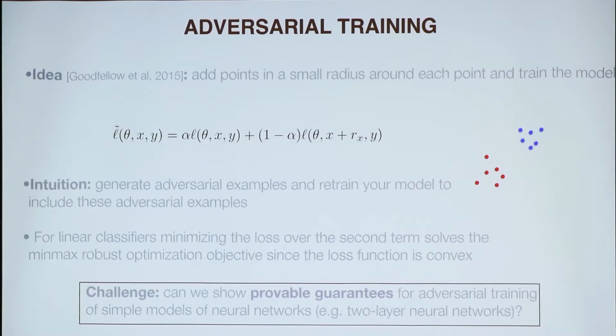So more specifically, the loss function that Goodfellow et al. use is a convex combination of the original loss function, where you don't have adversarial noise introduced, and a loss function where you're introducing the adversarial noise to the point, right? And then you're just training with stochastic gradient descent on this.